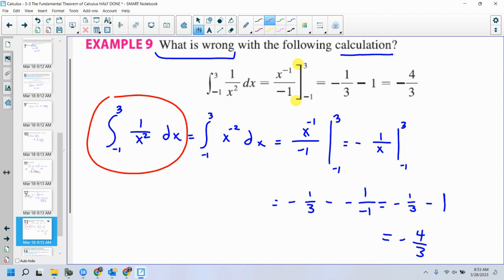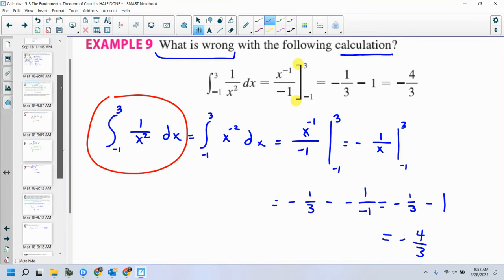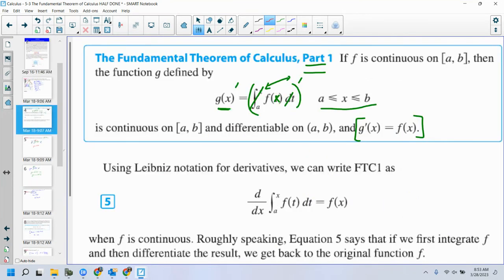Why is this not working? Well, because we may have forgotten one of the basic premises of the fundamental theorem of calculus. It's got to be continuous along that interval. If it is not continuous, then the fundamental theorem of calculus doesn't even hold. Okay? There has to be continuity from A to B.